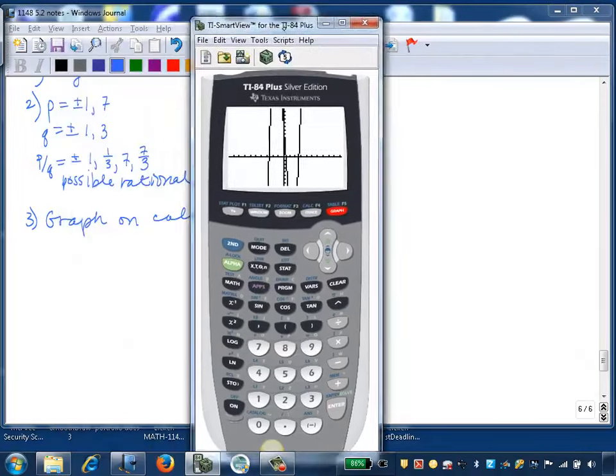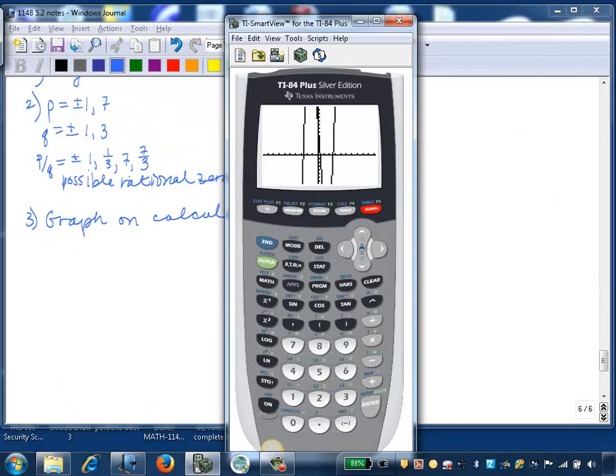So let's look at our list. We've got possibilities plus or minus 1, 1/3, 7, and 7/3. So it certainly doesn't look like 1 is going to work there. It looks like this could possibly be a 1/3. Over here, this looks about between 2 and 3. So that could possibly be the 7/3. And over here, it's between -2 and -3. That could possibly be a negative 7/3. But we want to check for sure.